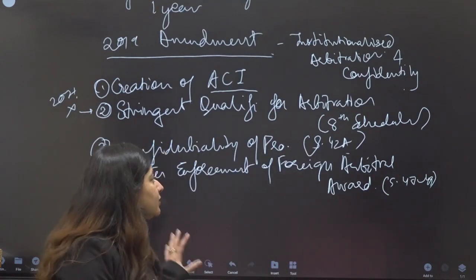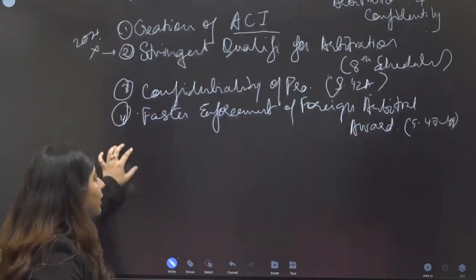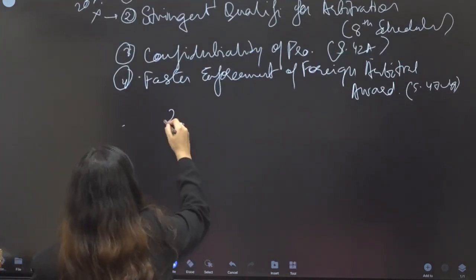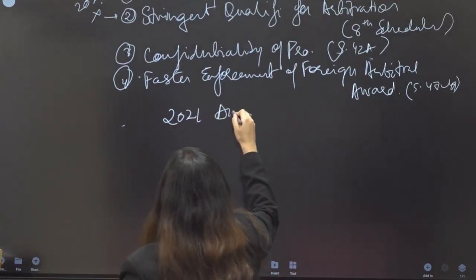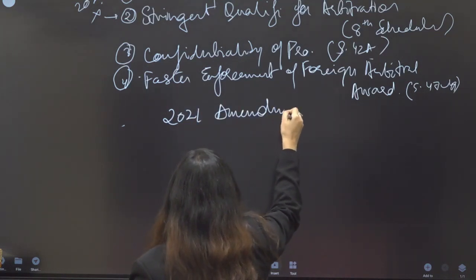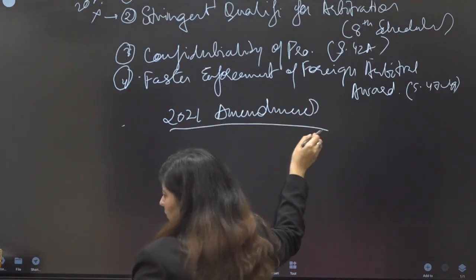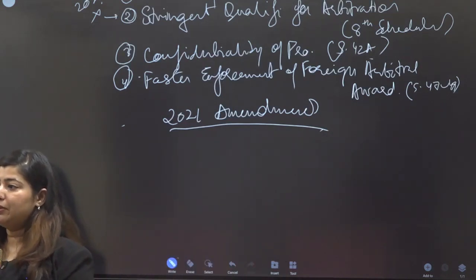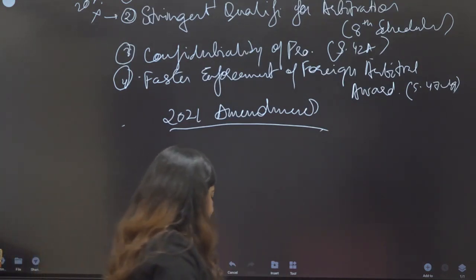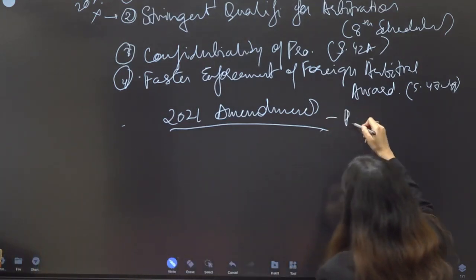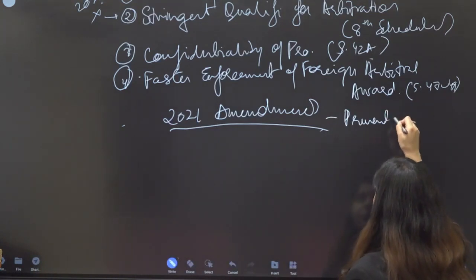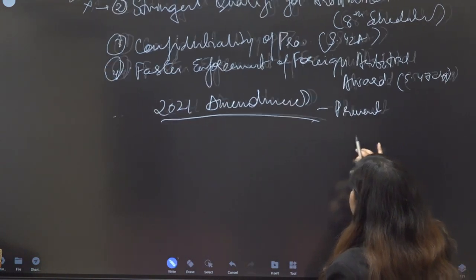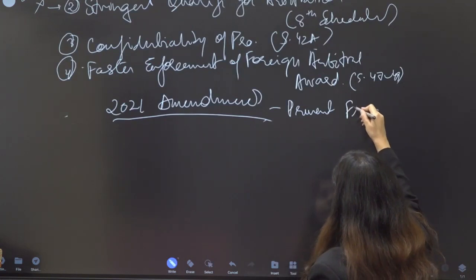2015 में आया क्या, 2019 में क्या आया, and now we will go with the 2021 amendment. Key changes in the 2021 amendment. 2021 amendment का हमारा topic है preventing fraud and delays. This was to prevent fraud and delays.